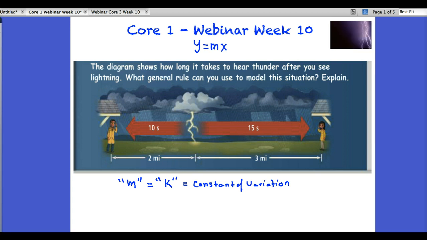So what I want you guys to think about is what that variation is. X and Y are varying directly by some constant of variation here, and you get two examples: this guy who hears it after 10 seconds and he's 2 miles away, and this girl who hears it after 15 seconds and she's 3 miles away. So can anybody write in their notepads what you think that constant of variation is?